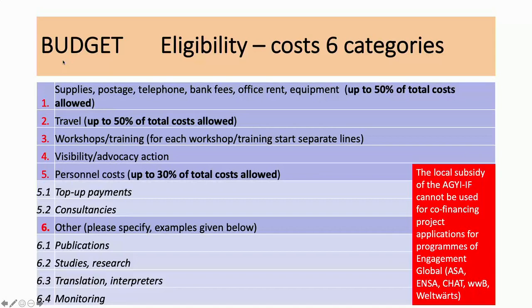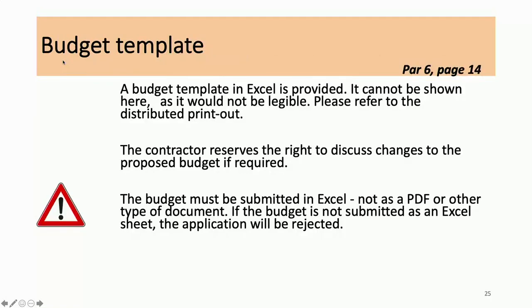Then number 6 is other costs, publications, studies, research, translations, and some other costs. These are the main 6 categories of costs. You cannot add other categories of costs into this budget. We'll look at the budget in a little bit more detail now. The budget template is in Excel. It cannot be shown here as it would not be eligible, but I will look at some detail just now. Please refer to the distributed printout and the download of this.